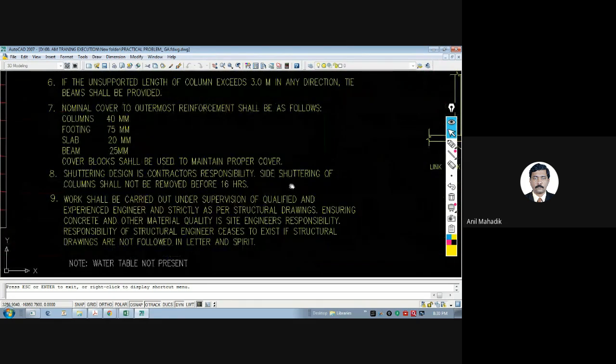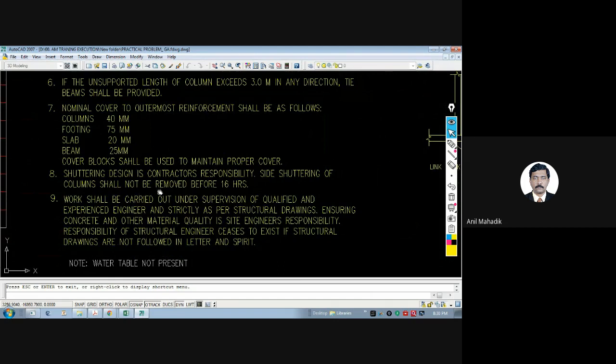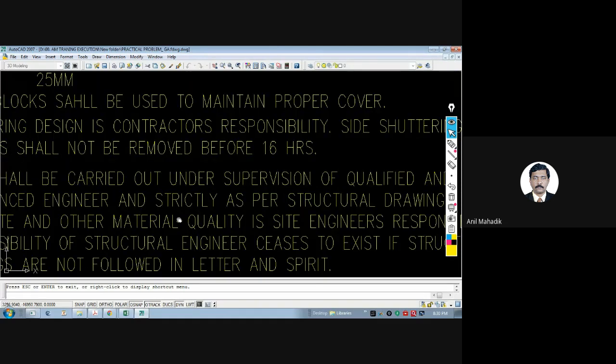And there is shuttering. All of you know the de-shuttering period is given in the IS code, so you can mention that. And work shall be carried out under the supervision of a qualified and experienced engineer, and strictly as per the structural drawings. Please keep in mind, there have to be qualified engineers on the site who understand the structural drawings. Why are we writing this? Because we are not interested in taking unnecessary responsibilities of the site. Site people should take care of this. And it should be strictly as per structural drawings.